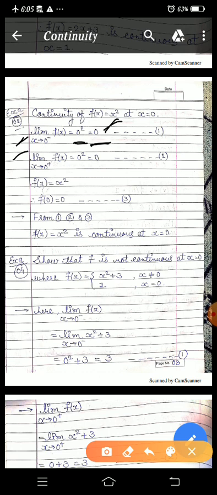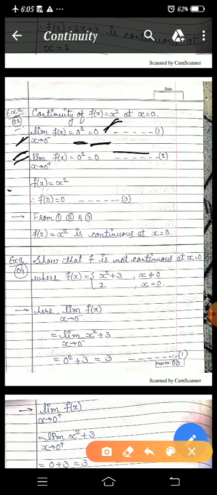Similarly now we need to find the right hand side limit. Right hand side limit is indicated by limit x tends to 0 plus f of x, and instead of f of x again it will be x square. x square means 0 square, and 0 square means 0. So suppose that is our equation number 2.